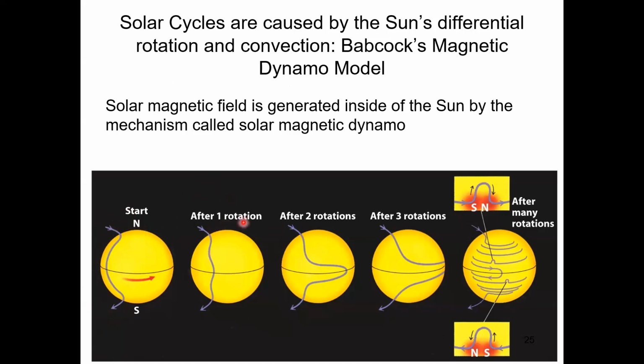And after one rotation of the sun, the equatorial part, this area which is moving faster than the other areas, is now leading ahead of the others. So this magnetic field line gets distorted like that a little bit. And if you continue this for another rotation, two rotations, this distortion will be even more, and eventually it becomes like that.